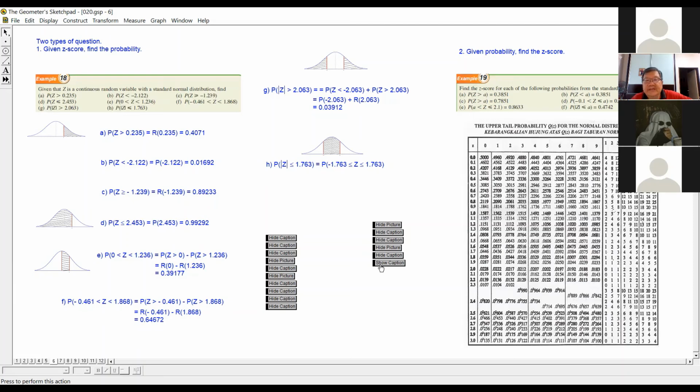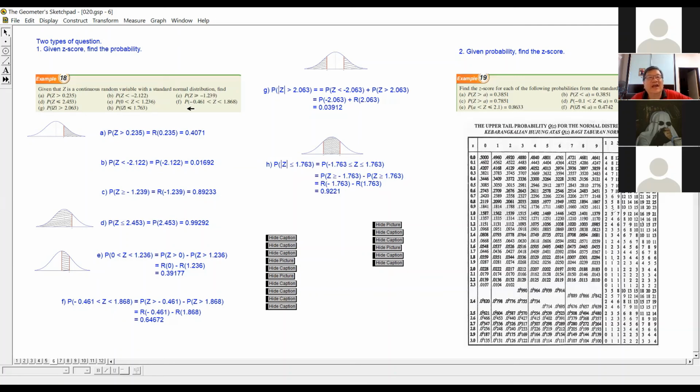What's the answer? I use the R of negative 1.763 plus P of 1.763. Then I will get 1.9221. Then I minus 1. Can like that. Or you can do like that. Probability Z greater than negative 1.7 minus probability of Z greater than 1.7.